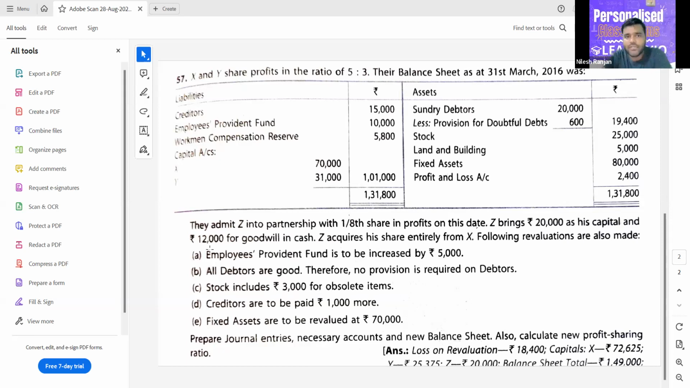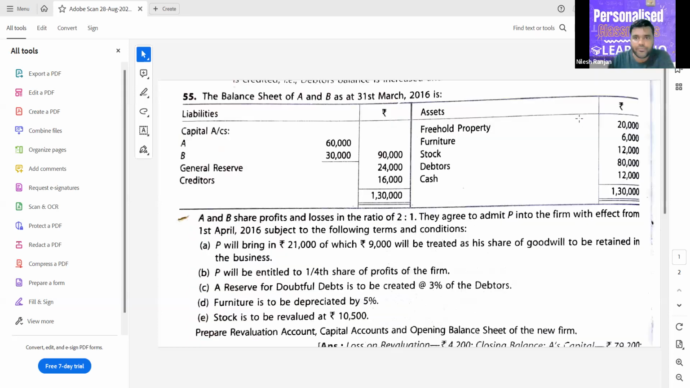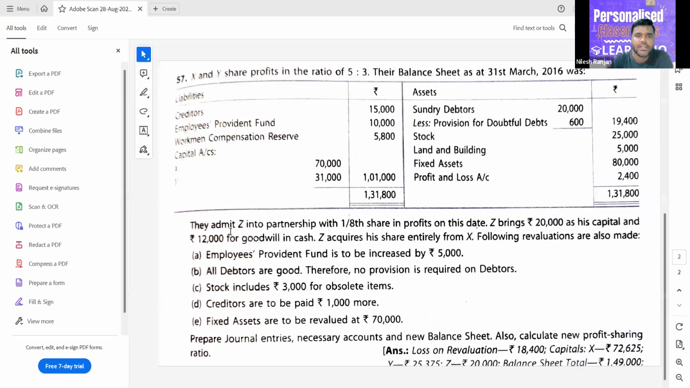So the question is: X and Y share profit in the ratio 5:3, and their balance sheet as at 31st March 2016 is given. They admit Jed into partnership with a 1/8 share in profit on this date. Jed brings rupees 20,000 as his capital and 12,000 for goodwill in cash. Jed acquires his share entirely from X.